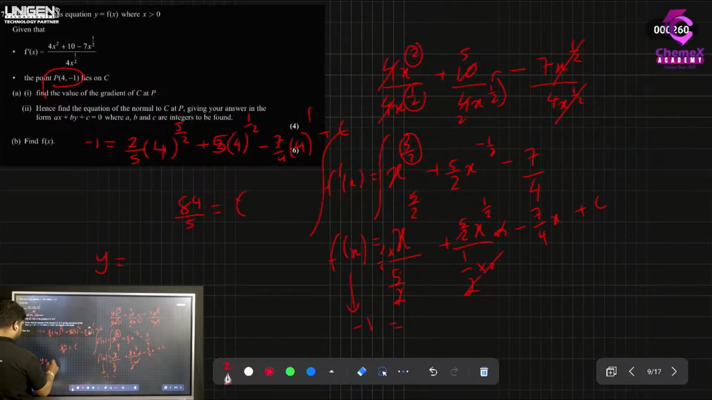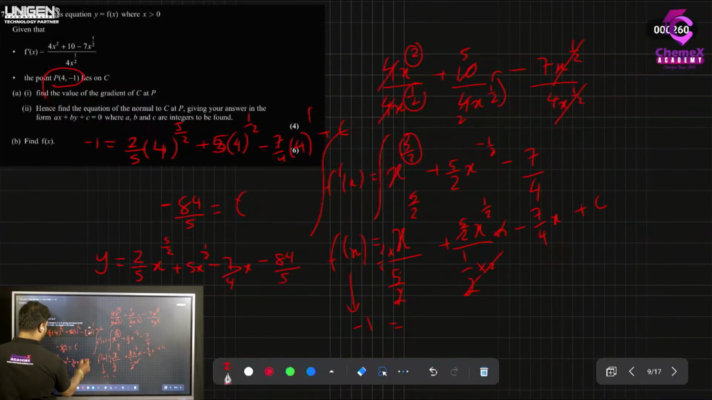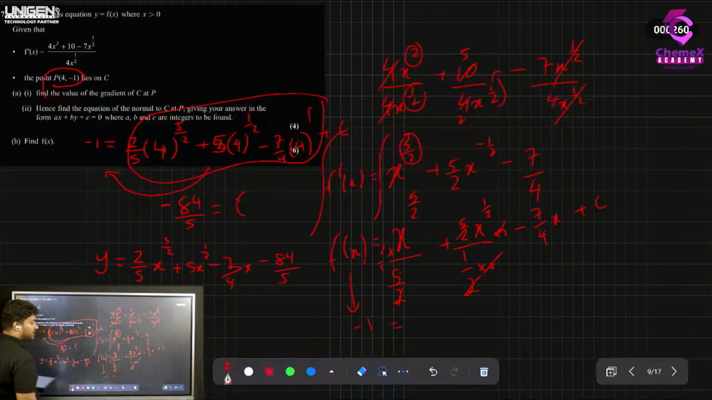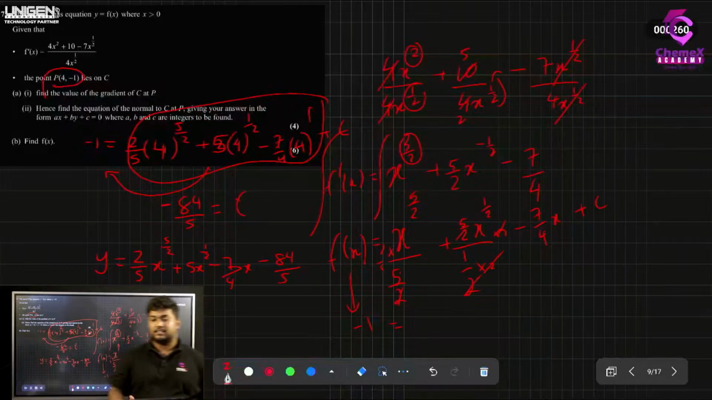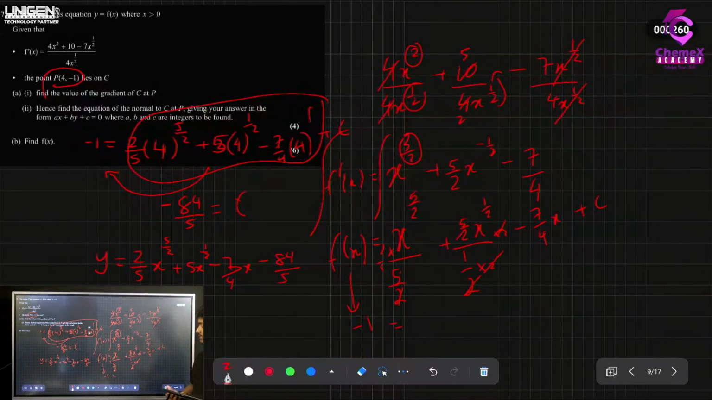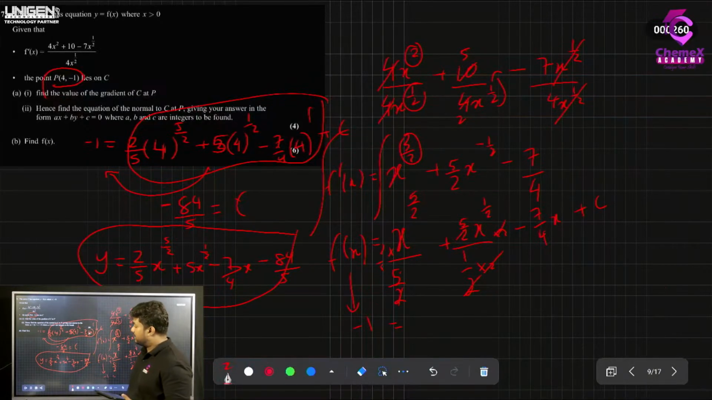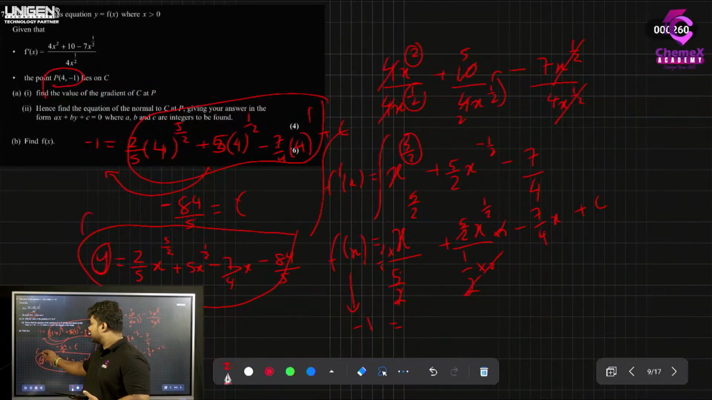Yes, sir. So you have to finally write, once you get the C, 2 over 5 x to the power 5 over 2 plus 5x to the power half minus 7 over 4x minus 84 over 5. So when you take this to the other side, you get a negative number. Minus 1 minus that, which is minus 84 over 5. So at the end, you have to write this. Actually, y can be written also as f x. There's no difference.